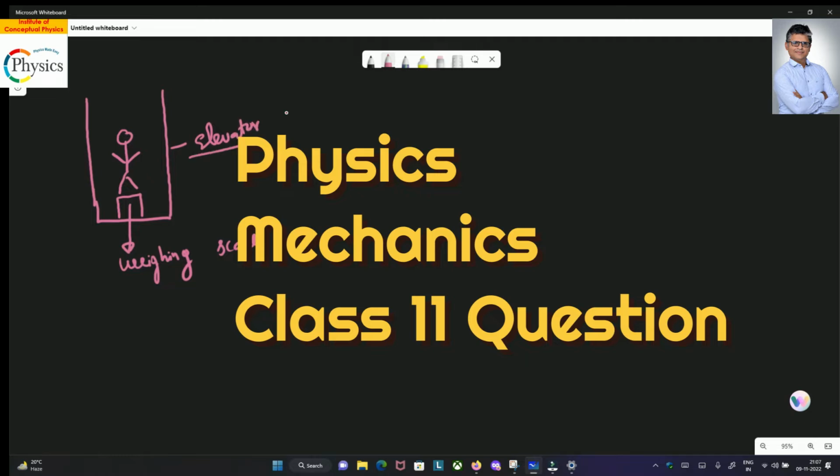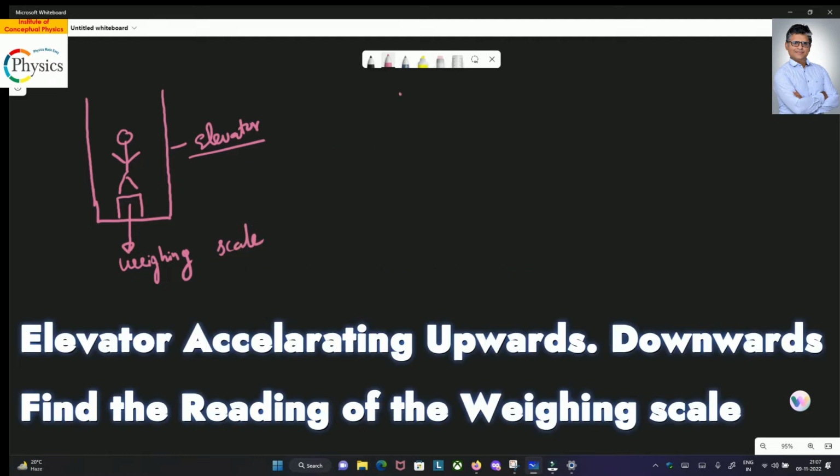The earth pulls the man, and the elevator has an acceleration. The acceleration of the elevator can be upwards or downwards, and our aim is to find the reading of the weighing scale when the lift is going upwards, that is accelerating, and when the lift or the elevator is going downwards, accelerating. And in the third scenario, we plan to find the reading of the weighing scale when the lift has a constant velocity.